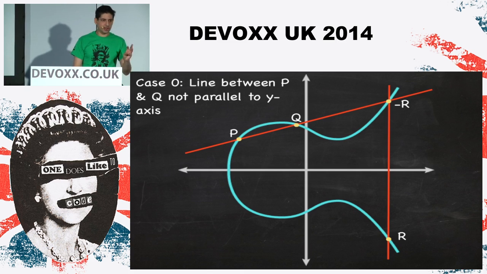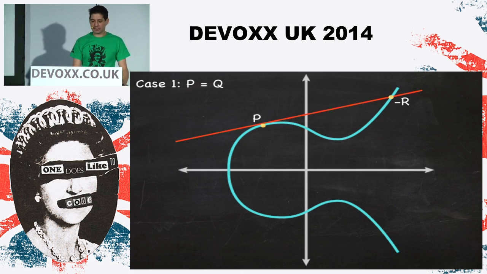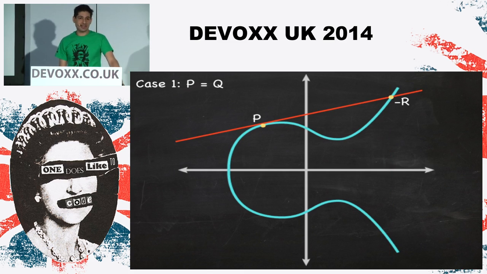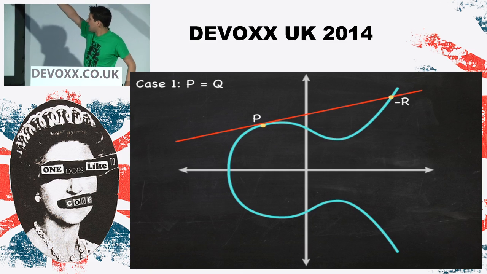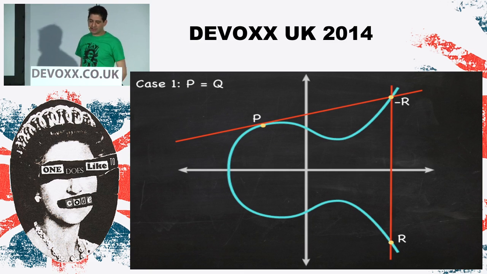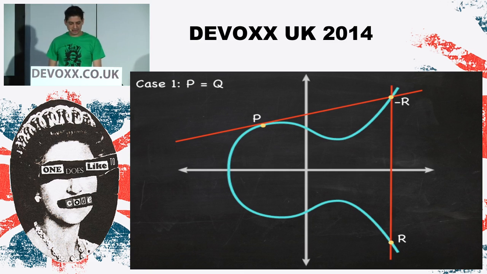What if P and Q are on the same point? Well, what we do then is we draw a tangent. Same rule, extend the tangent till it hits the curve again, mirror it down, and that's R.